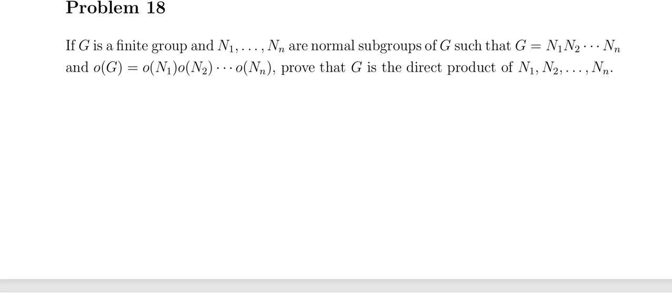And G is a finite group, N1, N2, Nn are normal subgroups of G such that G equals N1 N2 Nn, and the order of G equals the order of N1 times the order of N2 times the order of Nn. Then G is the direct product of N1, N2, Nn.